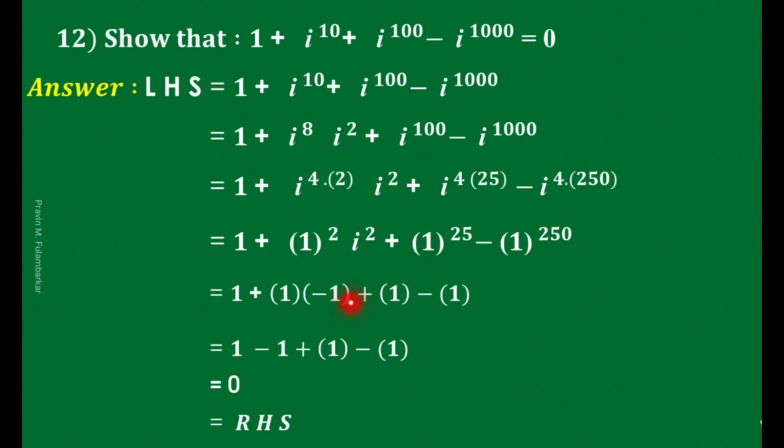Now replace this i square by minus 1. 1 raised to the power any number gives 1. So 1 square, and i square is minus 1. 1 raised to the power 25 we write 1, and 1 raised to the power 250 we write 1. So here plus 1 into minus 1 we write minus 1, this plus 1 as it is, this minus 1 as it is, and this one we already wrote as it is. Now plus 1 minus 1 plus 1 minus 1 get cancelled, and we get 0, which is the RHS.